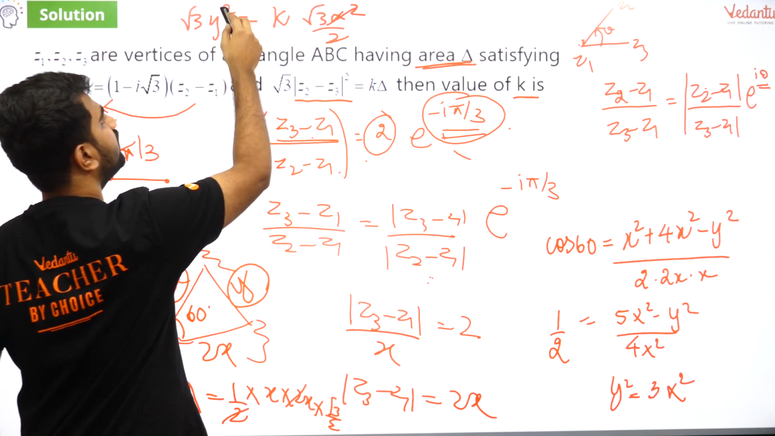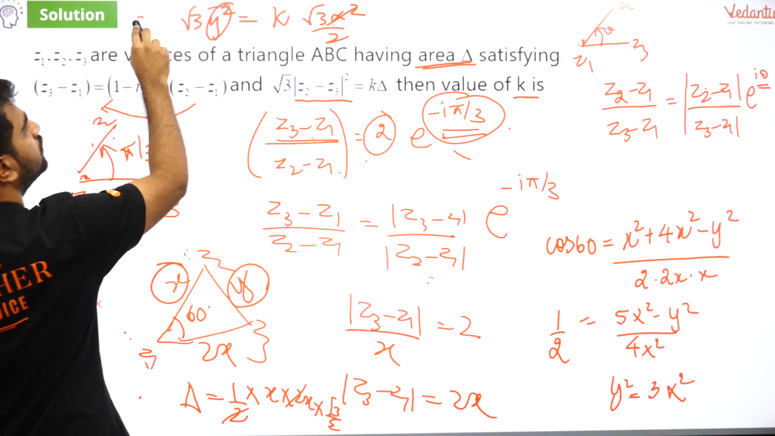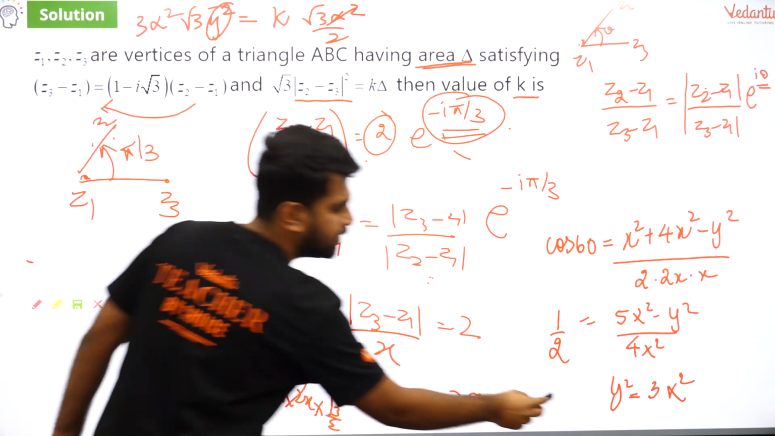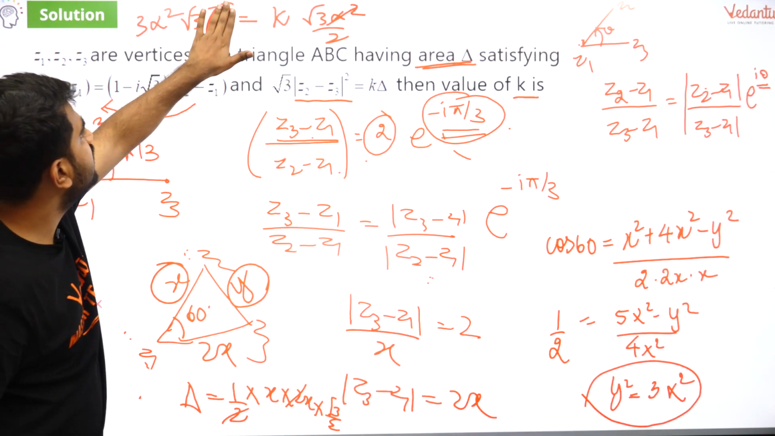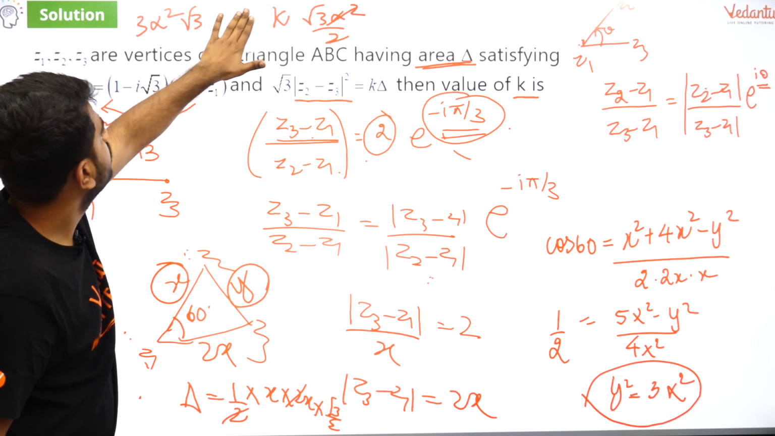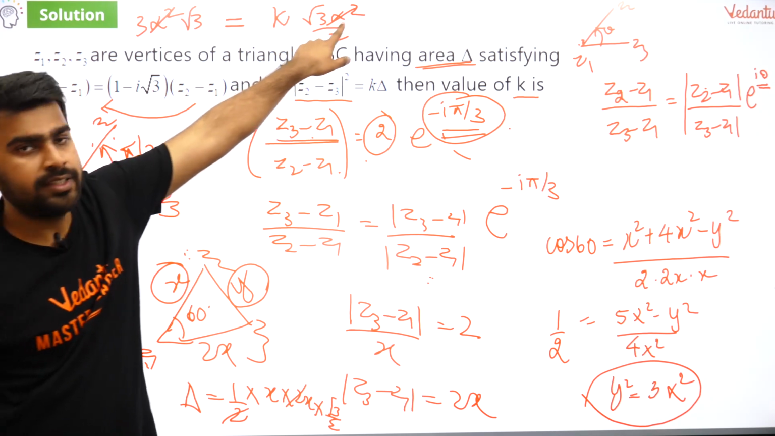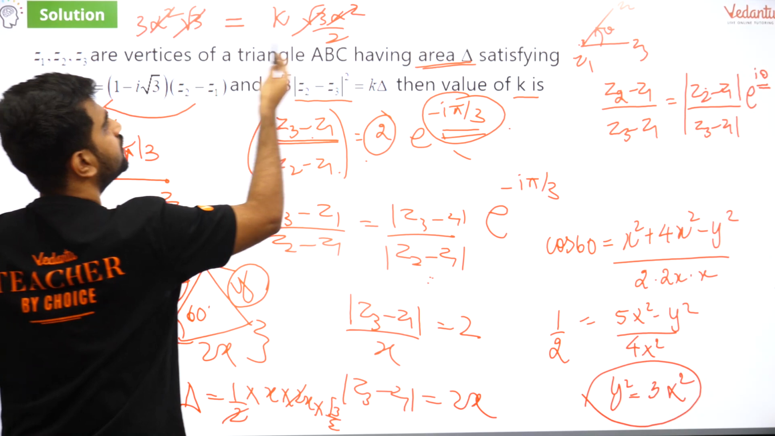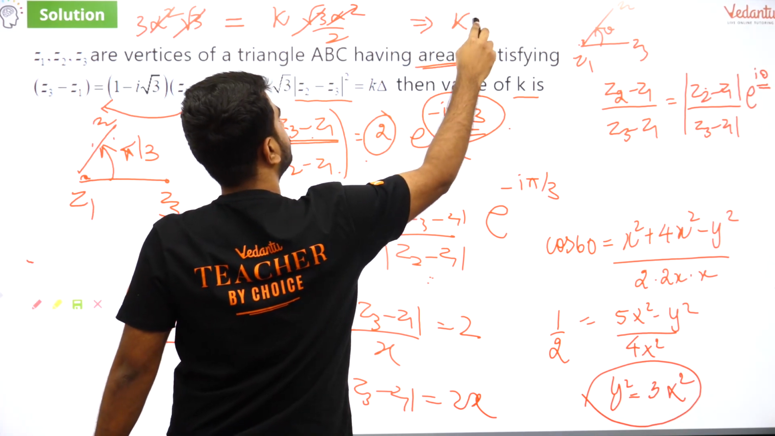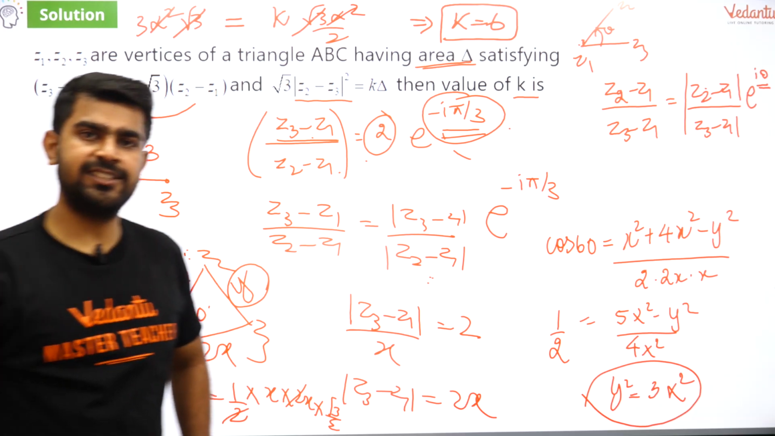So it is going to be root 3 x square by 2. So x square will get cancelled if I convert y square to 3x square. Because what is y square? My y square is equal to 3x square, right? So I will remove y square and write it as 3x square. Now x square and x square will get cancelled. The x square over here will get cancelled. Root 3 will get cancelled. So what is my k? My k's value will be 6.